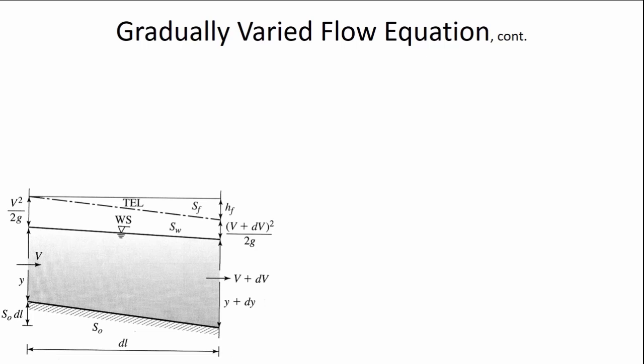It's a horizontal line to show how much energy is lost along some length dl. And so H sub f is how much energy is lost. And by the way, when you have uniform conditions, H sub f would equal the slope of the channel multiplied by dl. So this S naught dl equals H sub f when you have uniform conditions. But we don't have uniform conditions.